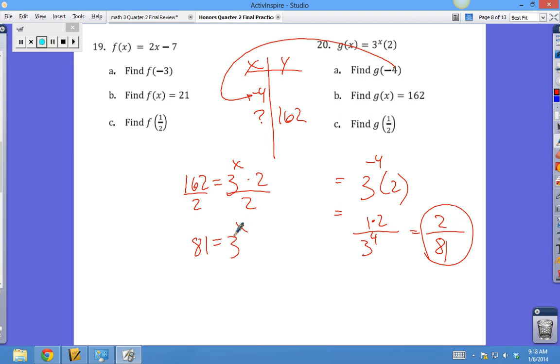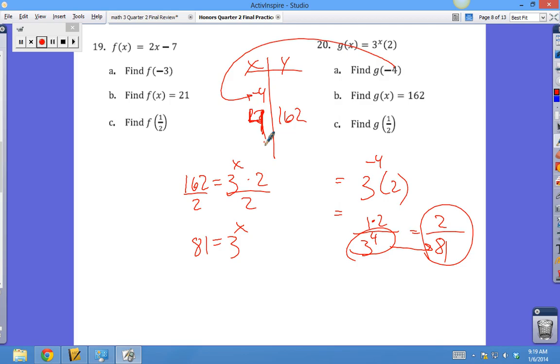81 is equal to 3 to the x. And I think we just did this. 3 to the 4th is 81. So 3 to the 4th is 81, so that means x has to be 4. So x has to be 4. So if you plug 4 in, you're going to get 162 out.